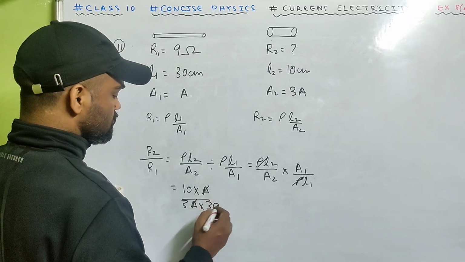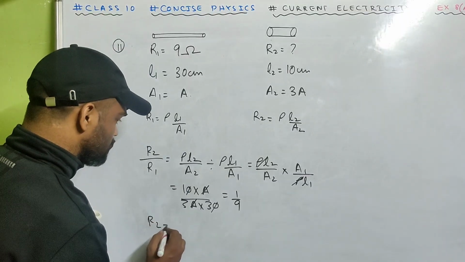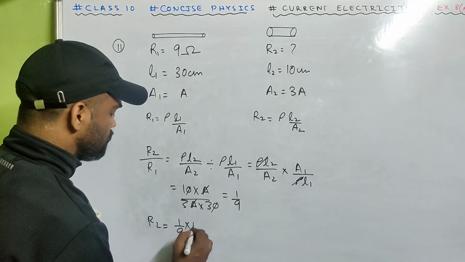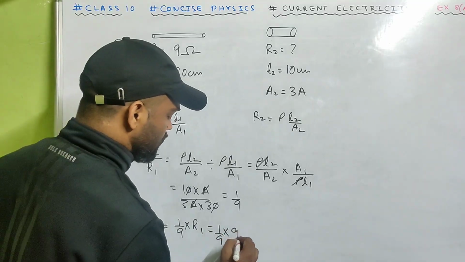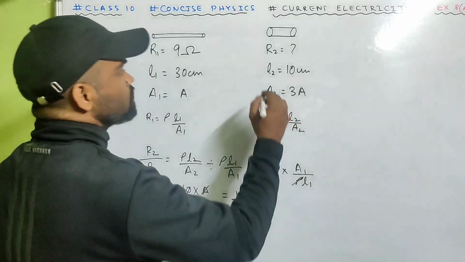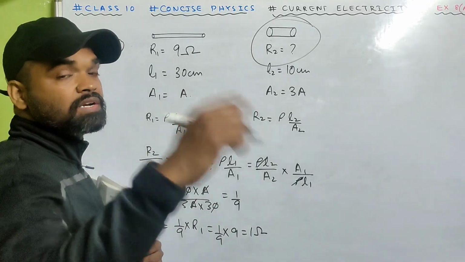This gives 1 by 9. So R2 equals 1 by 9 into R1. R1 was 9. So 1 by 9 into 9. That's 1 ohm. So the resistance becomes 1 ohm when it is tripled on itself.